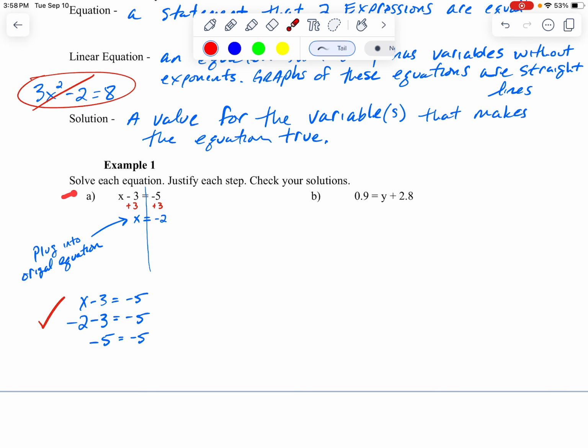So did we do everything? We solved, we showed our steps, and we checked our solutions. Okay, so this is an opportunity where you might want to pause and try the next one on your own. If you're not feeling quite confident yet, that's okay, but you'll definitely want to do that when we get to the back here in a minute.